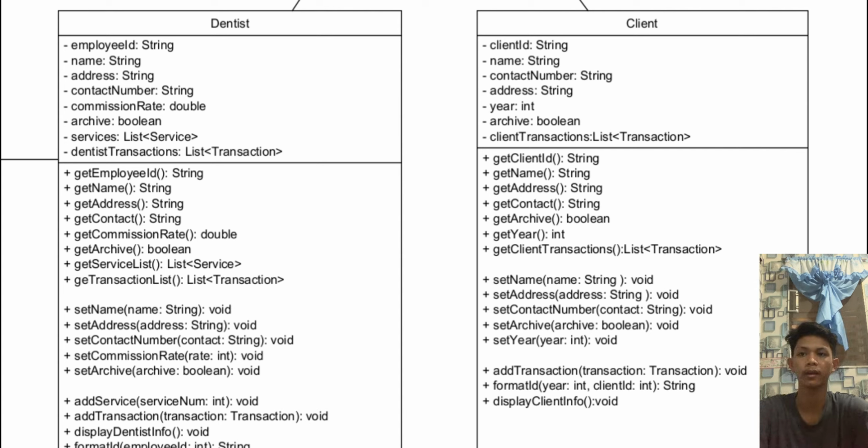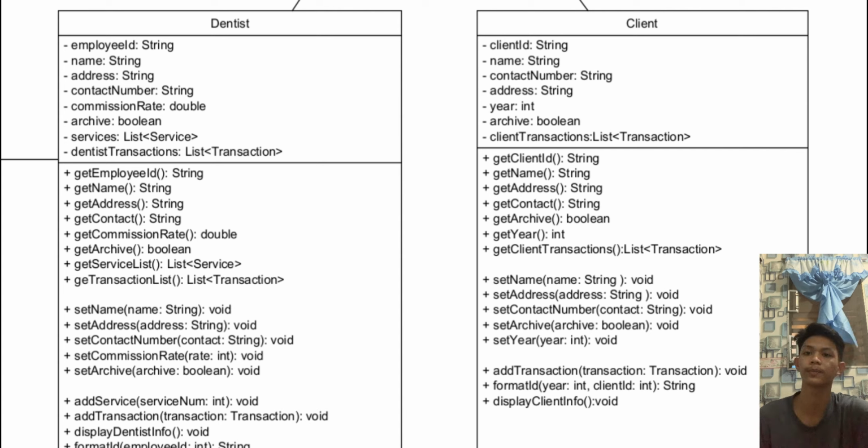offerings. Employee ID, string, a formatted ID like 001 or 0012 to uniquely identify each dentist. Name, string, the dentist's full name. Address, string, and contact number, string, are essential contact details. Commission rate, double, a percentage that helps calculate the dentist's share from transactions. Archive, boolean, a flag to mark whether the dentist's record is active or not.